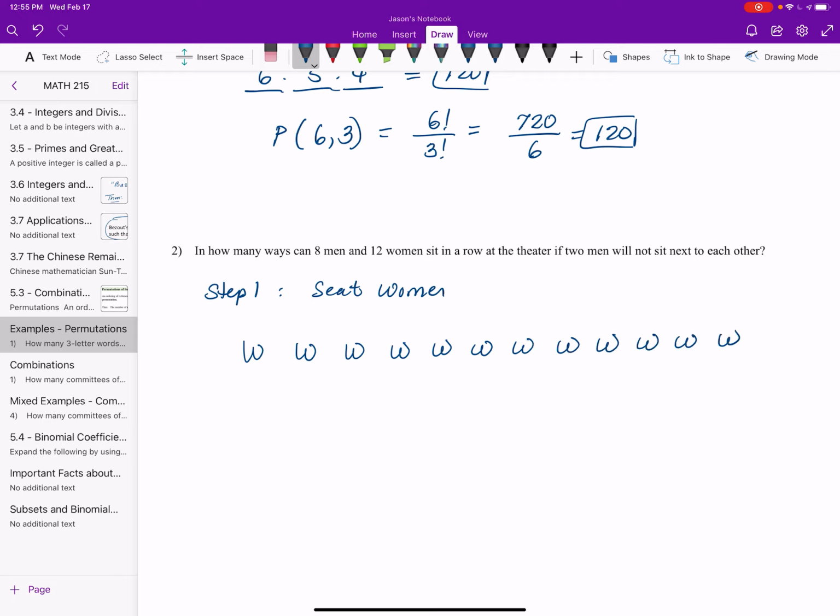So what does this mean? So to seat the women, well, that can be done in 12 factorial ways. To seat the men, that's permutations of 13 spaces, but we're only filling 8. So that means the number of ways to do this entire experiment is the number of ways to seat the women times the number of ways to seat the men. And that answer is, it's huge. I know that for sure.